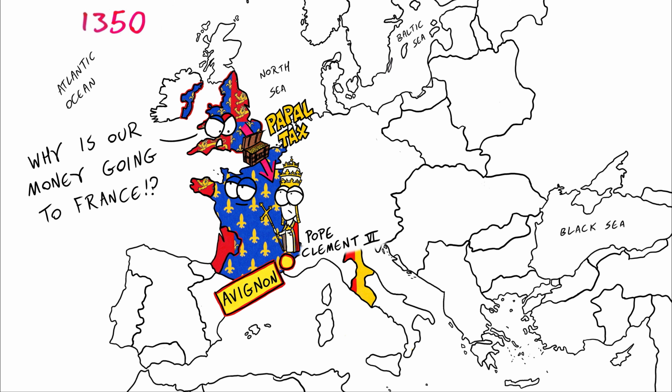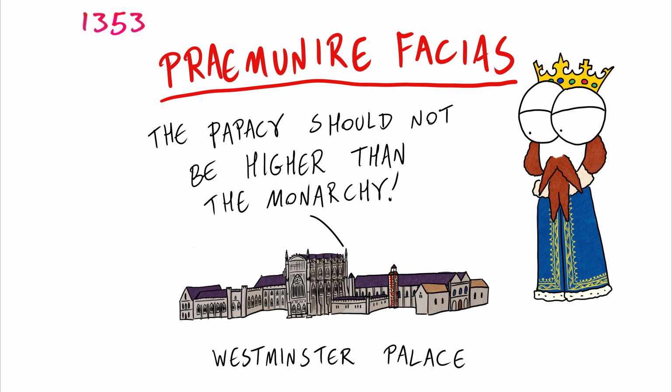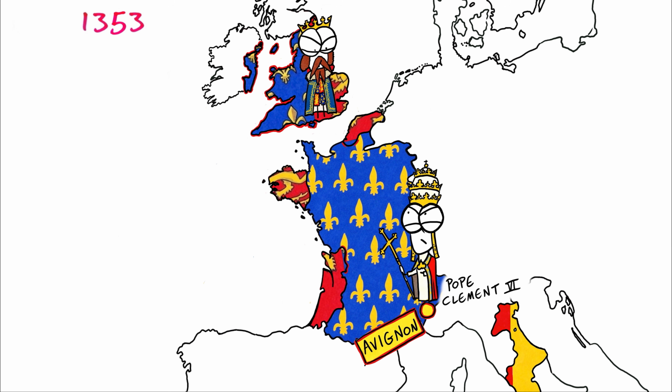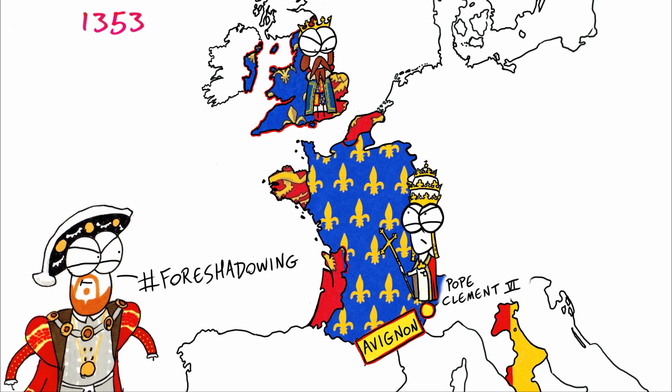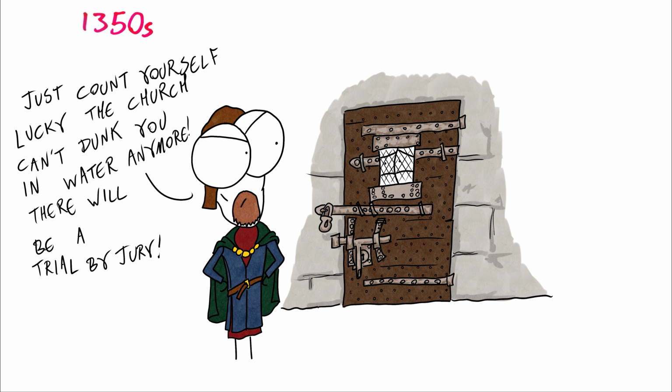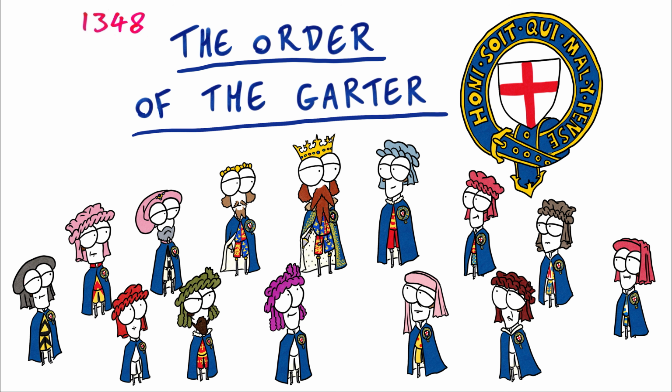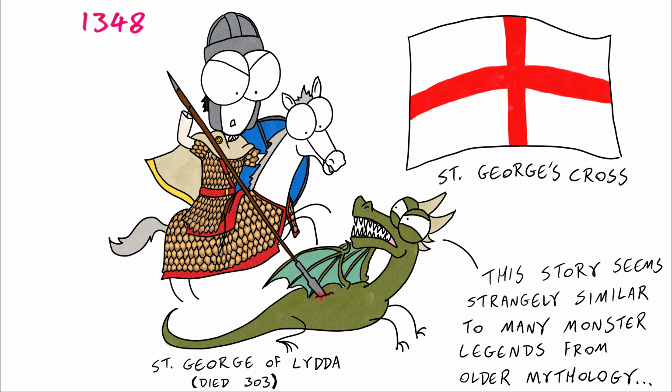Edward limited the papacy's influence on English court, but the tie would not be completely severed, at least not for another couple of hundred years. Edward also gave more power to justices to fight crime. He created the Order of the Garter, again to promote chivalry, and made St. George the patron saint of England.